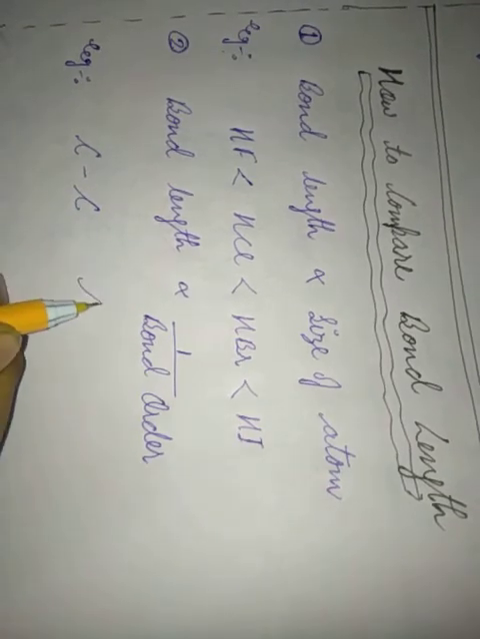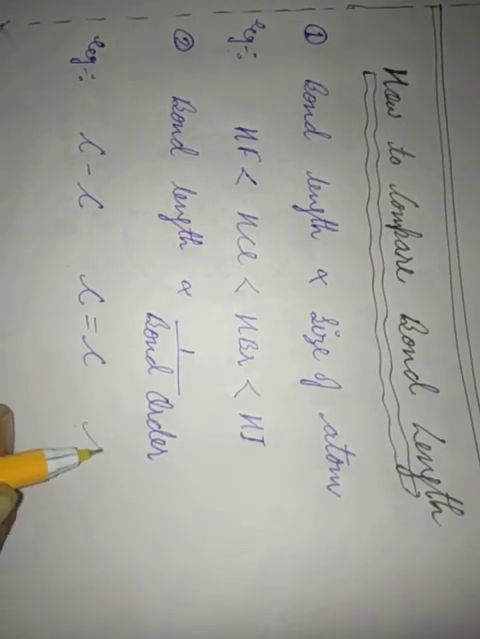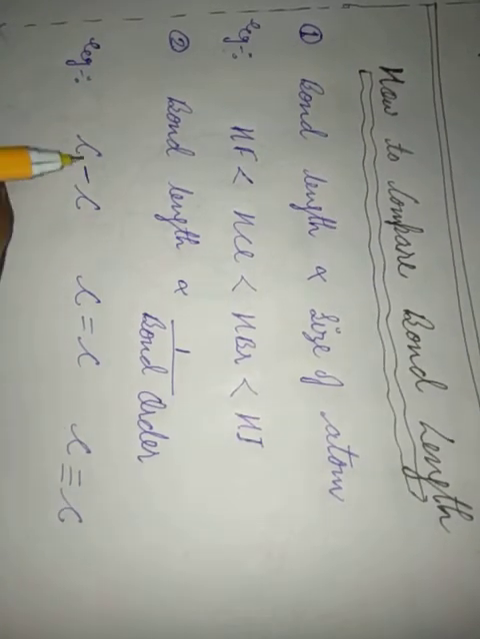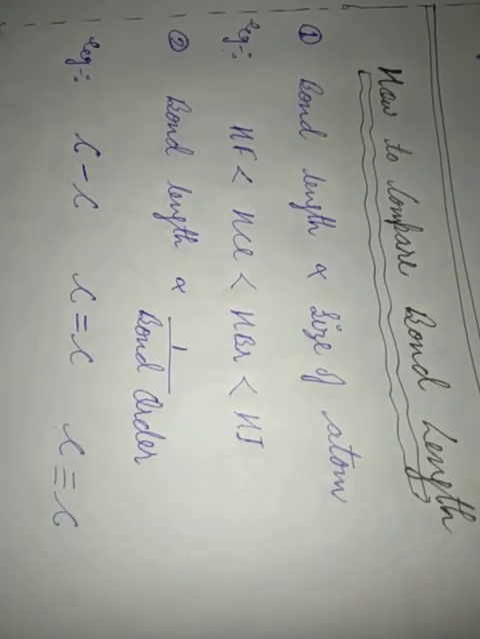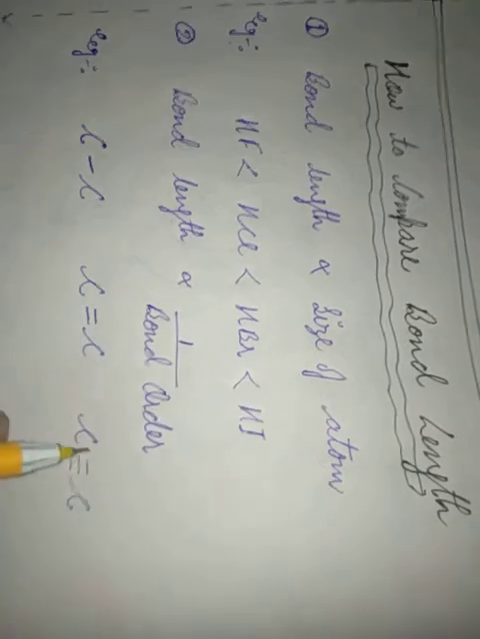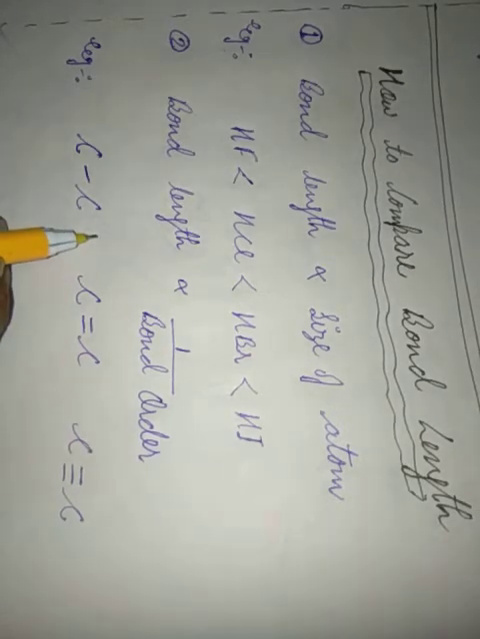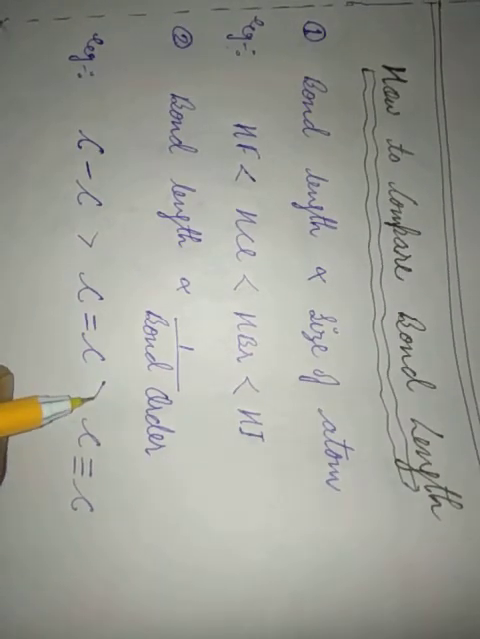For example, C single bond C, C double bond C, C triple bond C. The bond order of C single bond C is 1, the bond order of C double bond C is 2, and the bond order of C triple bond C is 3. We know that bond length is inversely proportional to bond order. Then in this case, C single bond is greater than C double bond, and C double bond is greater than C triple bond.